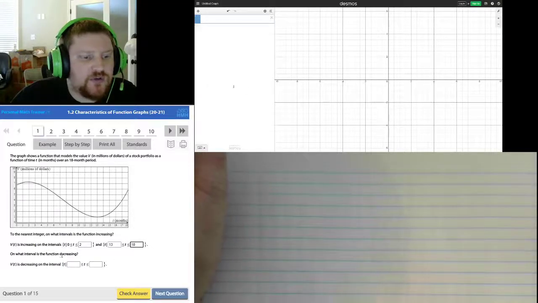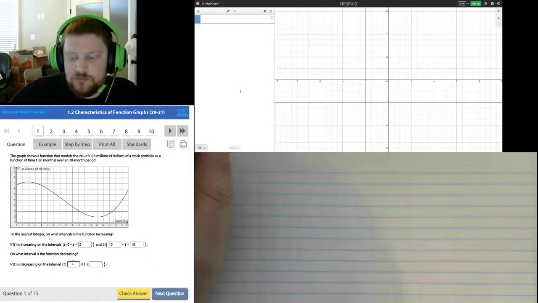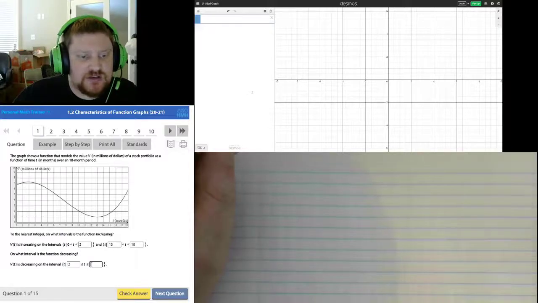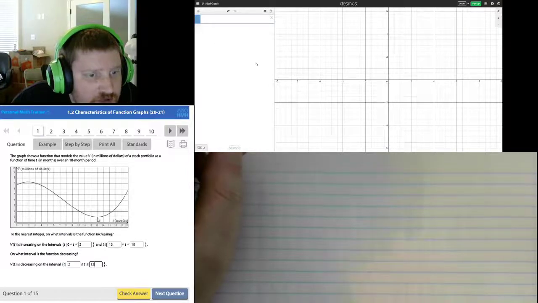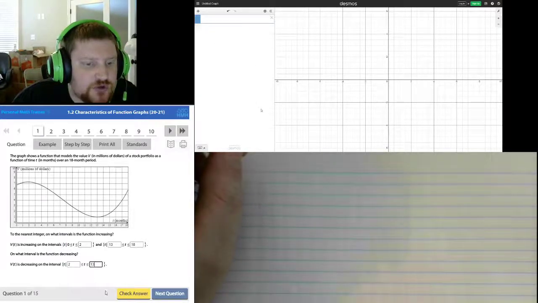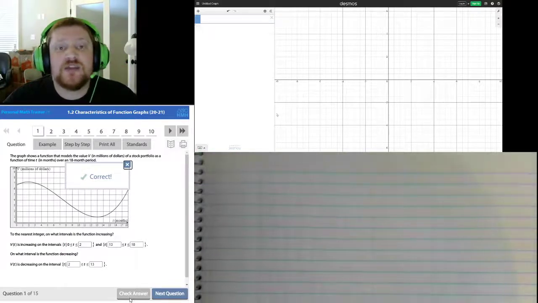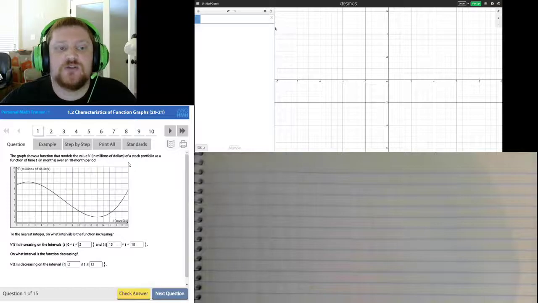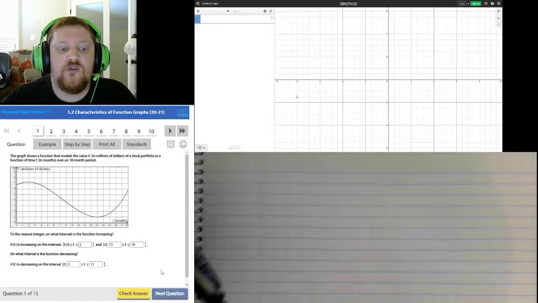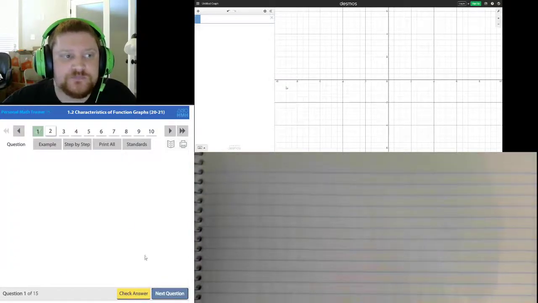So on what interval is the function decreasing? Well, that would be between the values that it's increasing. So it turns around and starts going down about here at 2, and it goes down from 2 until 13. So from 2 to 13. So that's actually a type of question you'll see a lot, whether or not a function is increasing or decreasing over a specific interval.